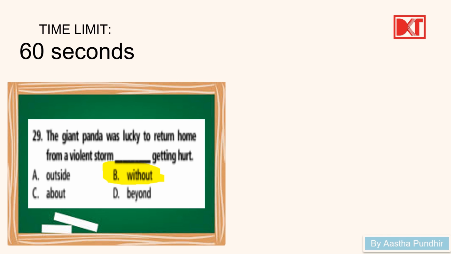So without is used to show certain kind of separation, disconnection. This person didn't get hurt and returned home without getting hurt from a violent storm. Alright.